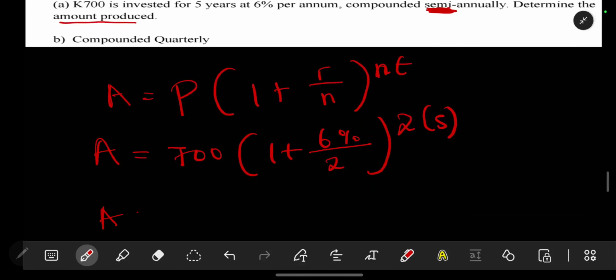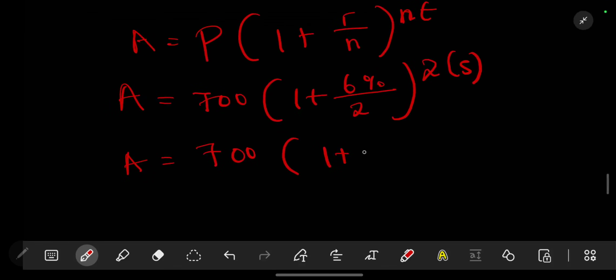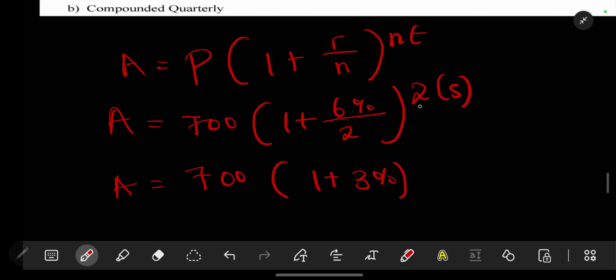So we are going to have our A is equal to 700 times 1 plus 6 divided by 2, which is 3%, then to the power 2 times 5, which is 10.